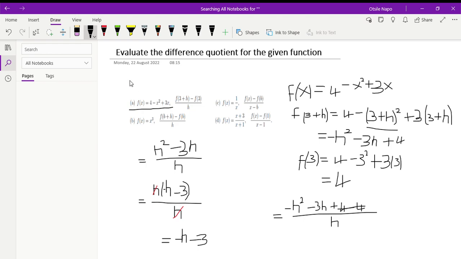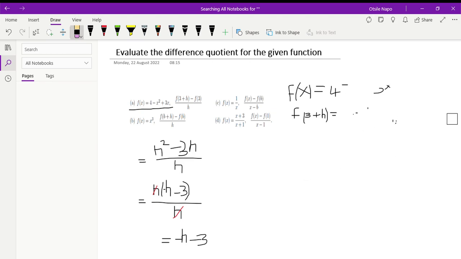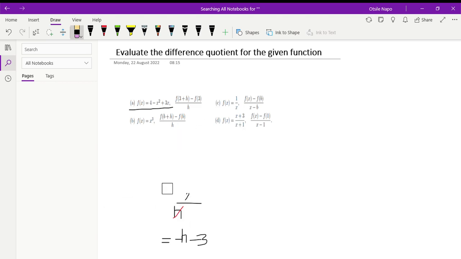So let's, since I don't have enough space, let me erase all of this. You can take your time, do the first and the second one, then see what you get, then you can compare the answers. So now we are moving to the second one, and number B.